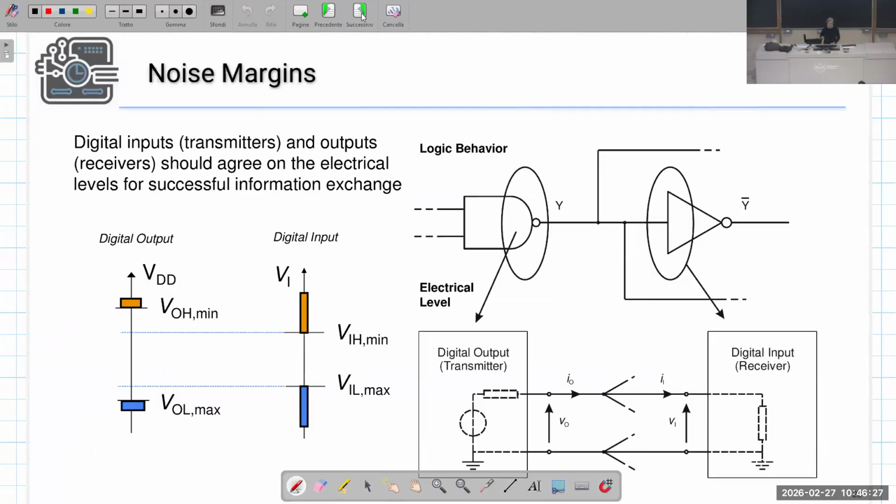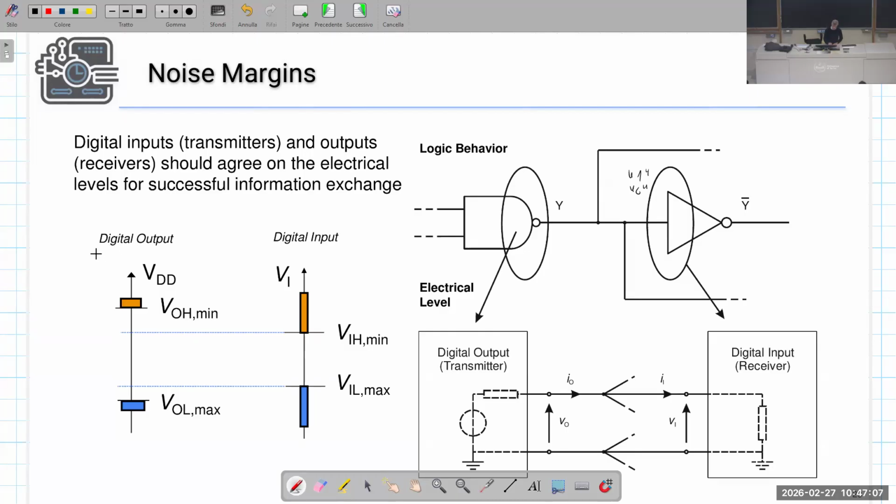By the way, let's go on with the main topic. We have a digital output that provides a signal that is to be connected to the digital input of another gate. What conditions should be respected to make sure that the second gate, the receiver, properly interprets the high or low logic level provided by the first gate, which acts as a transmitter?